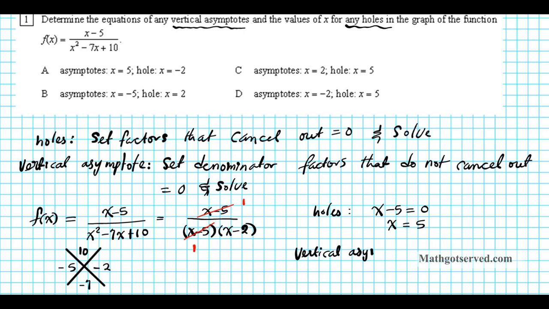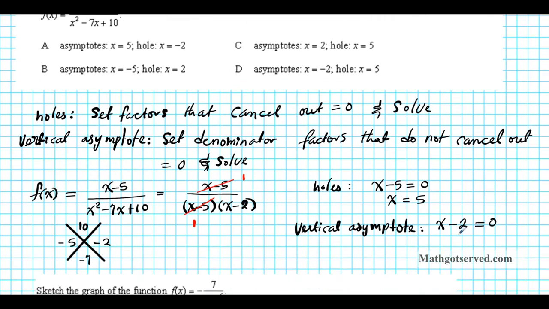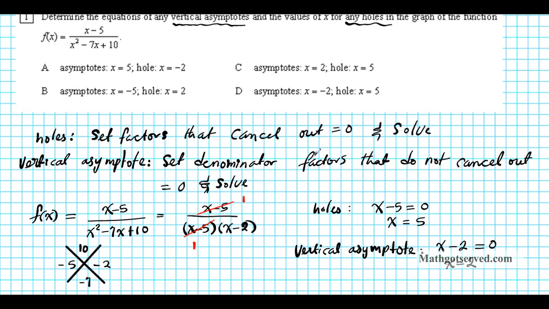And then to find the vertical asymptote, all you do is look at the denominator and extract factors that did not get cancelled out. Okay, in the reduced form of the expression, you just set the denominator to 0. So in this case, x minus 2 doesn't have any common factor in the numerator, so we just extract it. Set equal to 0 and solve: x equals 2 is our vertical asymptote. Alright, so let's see, where's the answer? Holes at 5, so it cannot be A or B. Vertical asymptote of 2, so our answer is option letter C.